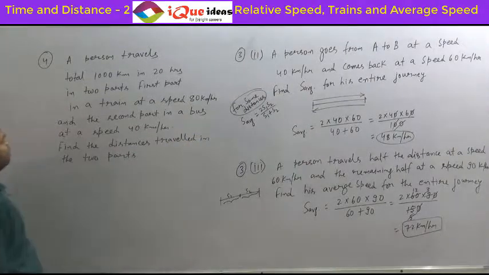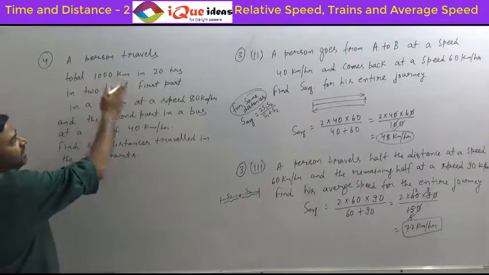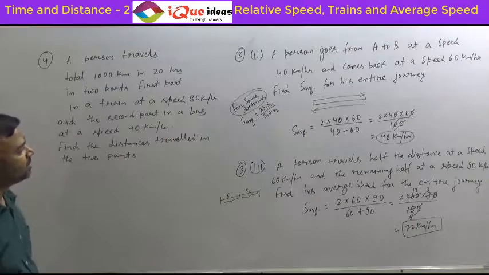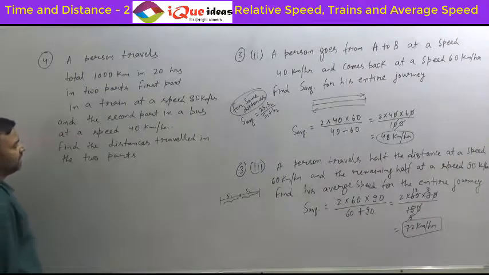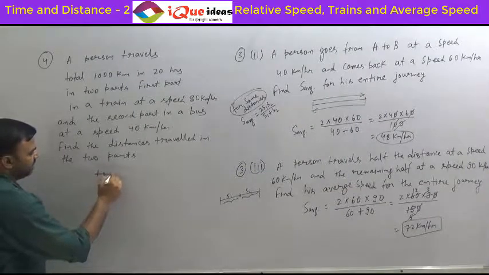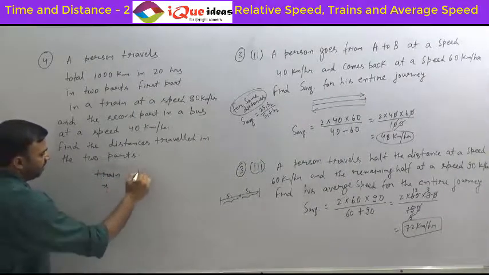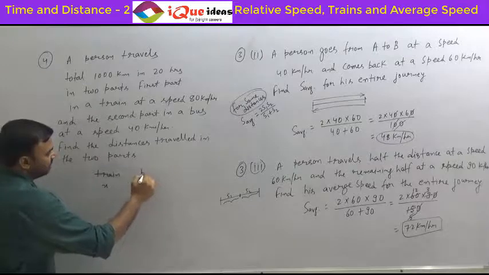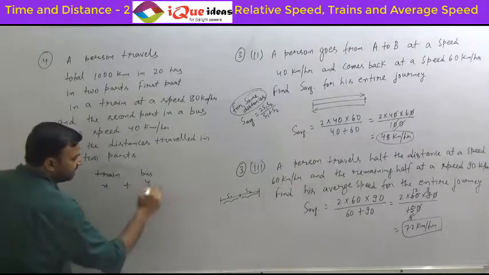See, if the question asks what is the average speed, then the answer will be simply 1000 by 20, that is 50 kilometers per hour. But that is not the question. The question is something else. Find the distances travelled in the 2 parts. Suppose the person travels x kilometers in the train and y kilometers in the bus. Then the one equation that we'll have is x plus y equal to 1000.